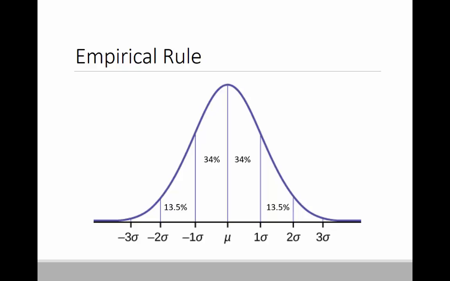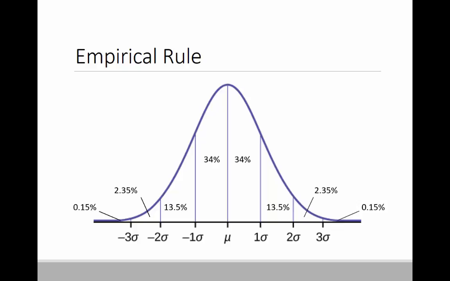below the mean. Roughly 2.35% of the data is going to exist between 2 and 3 standard deviations, either above or below the mean. And don't forget about our tails. Roughly 0.15% of the data is going to exist beyond 3 standard deviations, either above or below the mean.